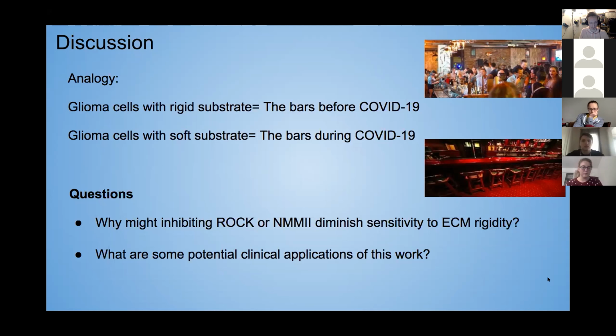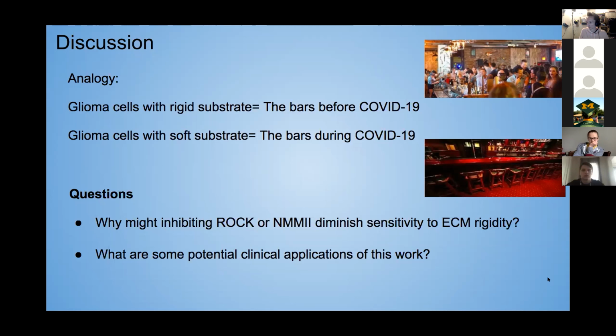I mean, we kind of just talked about how ROCK and myosin is how the cell responds to that rigidity, in a way. So if you're inhibiting that pathway, they can't really respond to the rigidity in the same way. Yeah, so you absolutely have that first part correct.